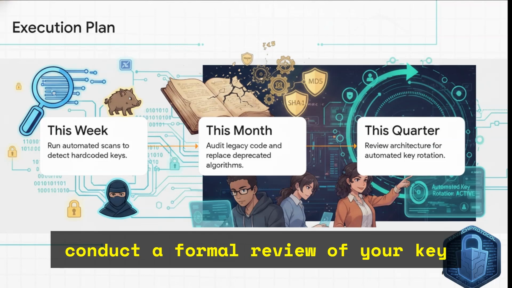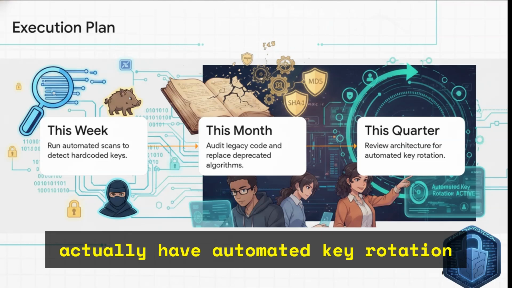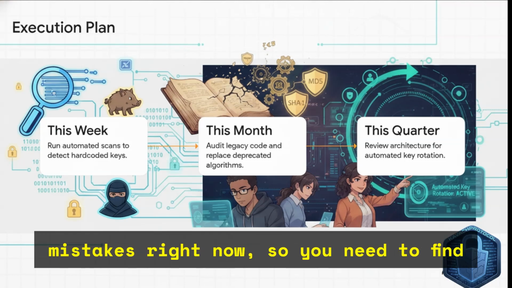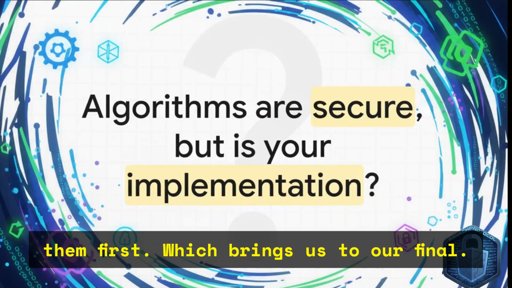And this quarter, conduct a formal review of your key management architecture to make sure you actually have automated key rotation active. Believe me, attackers are proactively scanning for these exact mistakes right now, so you need to find them first. Which brings us to our final thought.